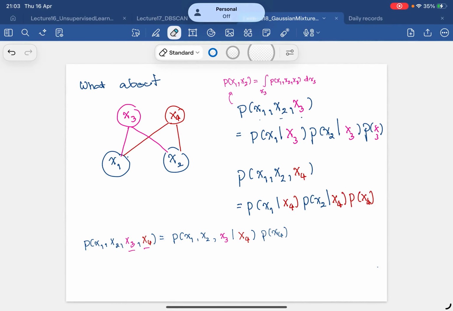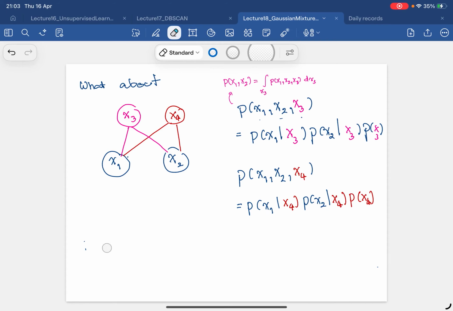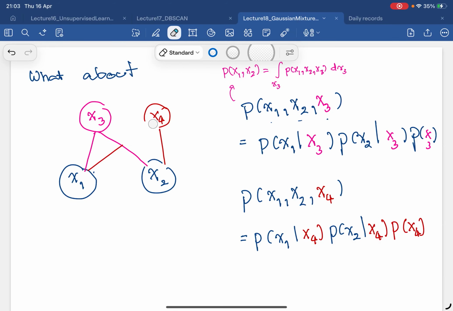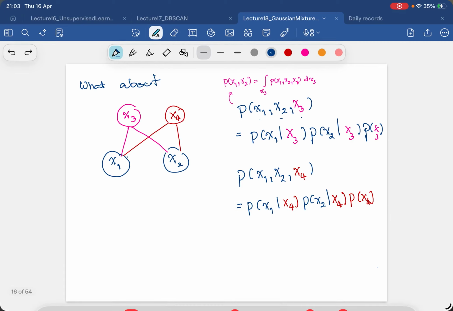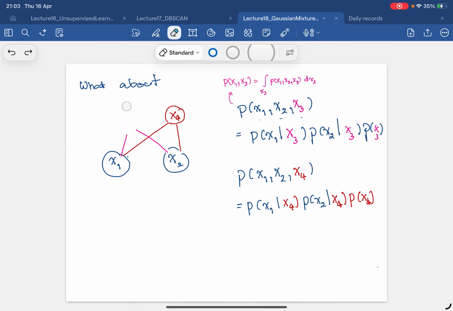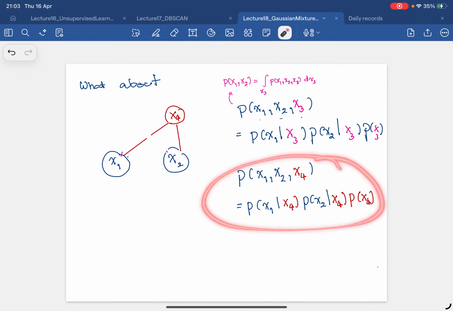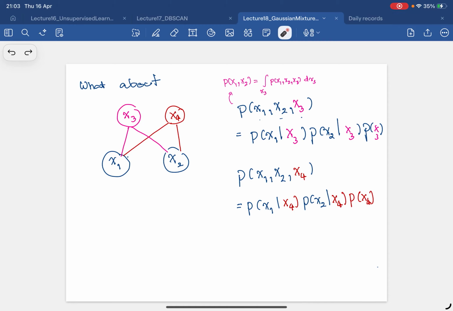Okay, so we now reach the last one. What about this one? Let's say if we have only x1, x2, x3 like that, of course we can write the joint distribution like this, right? But what if we have x1, x2, and x4 without x3? We can write the joint distribution like that. But what if we have x1, x2, x3, x4? Okay, we can do it this way.